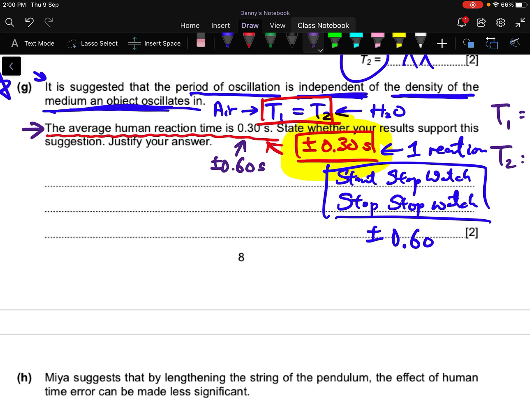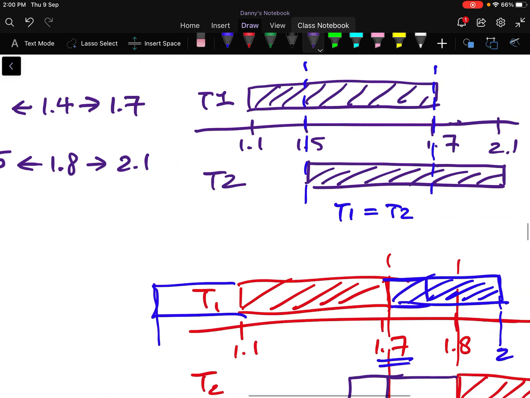Now you can apply this human reaction time to either, we accept that you apply it to either your timing for 10 multiple oscillation, or you apply it to your period directly. But if you ask me which one is more accurate, then of course it is for the multiple oscillation, because that is how you take the measurement. So that is how you should approach this question.